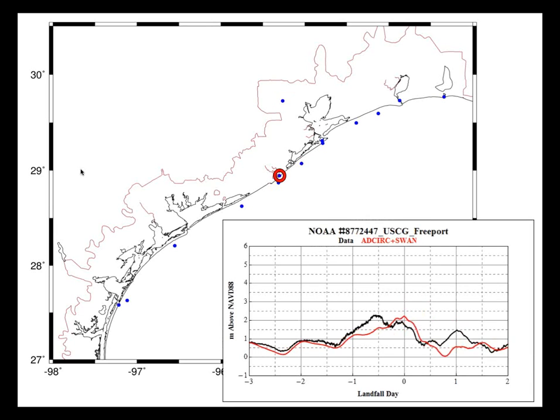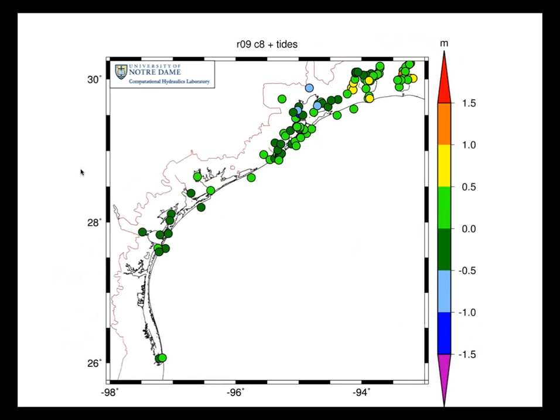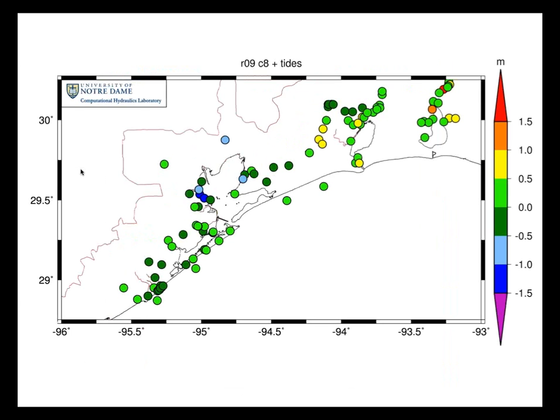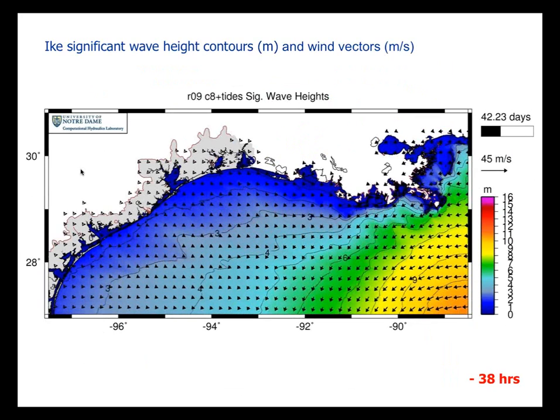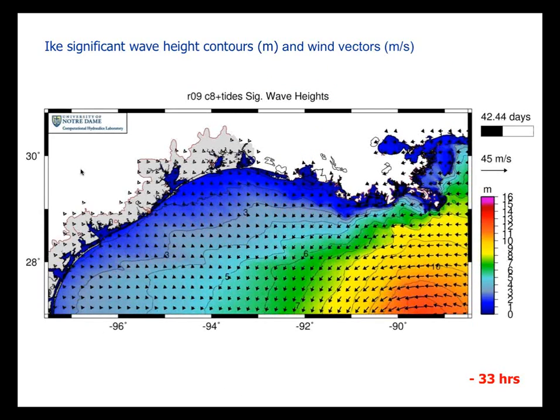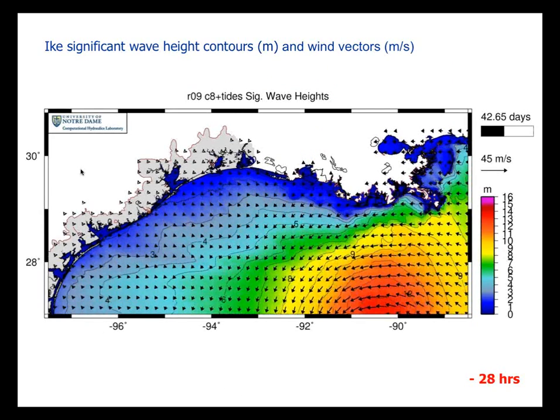And this is going down the coast. So even as far down as almost to Corpus Christi, there was a substantial amount of surge from the storm. Again, these are comparisons between high water marks or maximum elevations computed by our model and measured. And primarily green, meaning that we're within plus or minus half a meter. And I'll just show you that these are the significant wave heights during the storm. This storm produced tremendous waves.